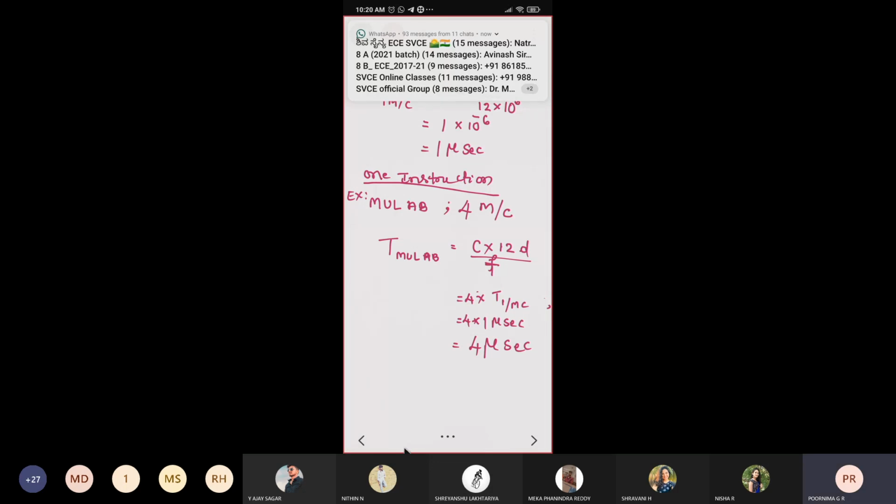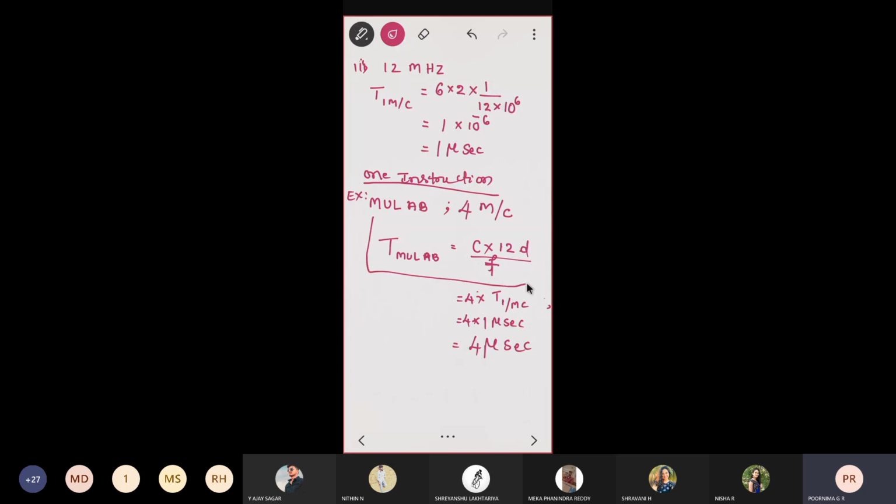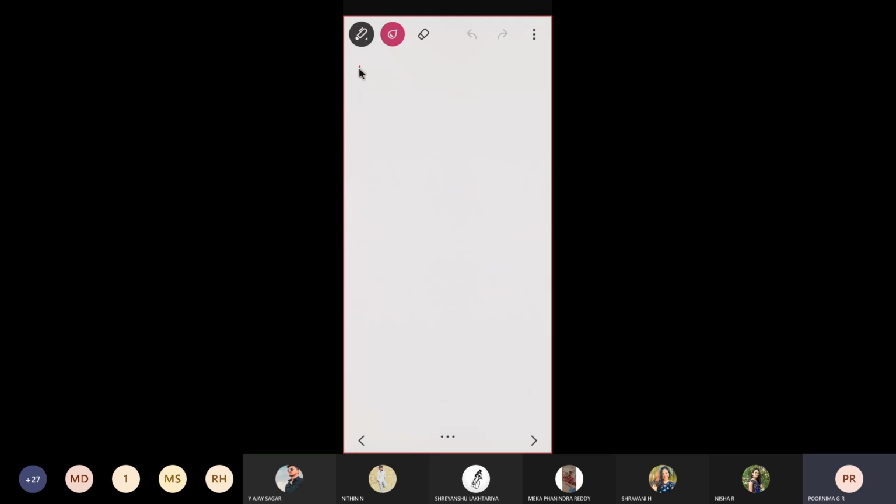This is a general formula we are using. This 12D by F already gives the 1 machine cycle period, which we have already calculated, around 1 microsecond in the second case. So therefore, the total time required for one instruction is calculated from it. So let us move on to the next problem, that is problem number 2.